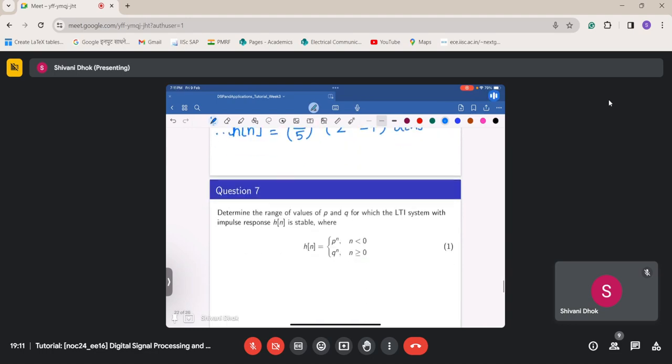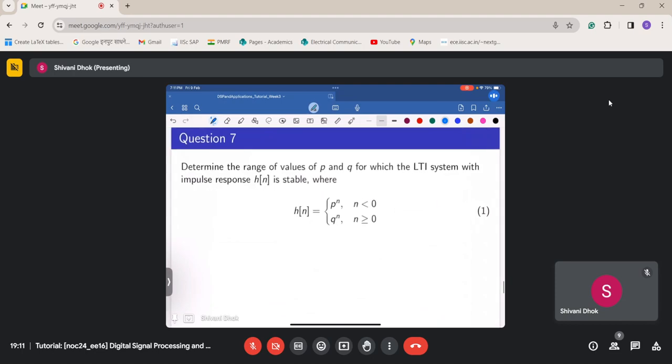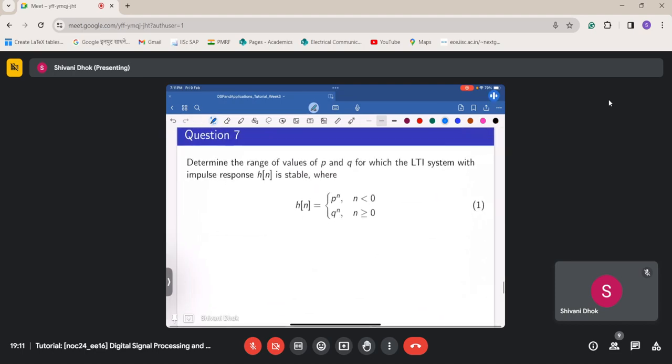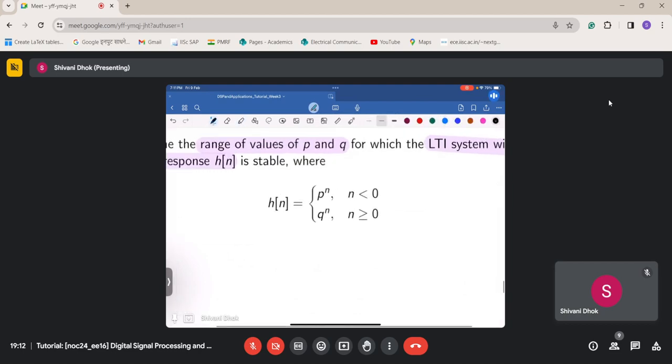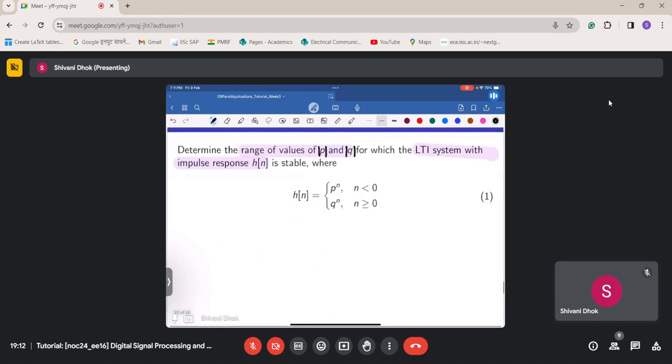Okay. So let me go ahead with the next question. What does it say? It says: determine the range of values of P and Q for which the LTI system with impulse response h of n is stable. So it is an LTI system. Let me be a bit more specific: range of values of magnitude of Q for which the LTI system with impulse response h of n is stable.